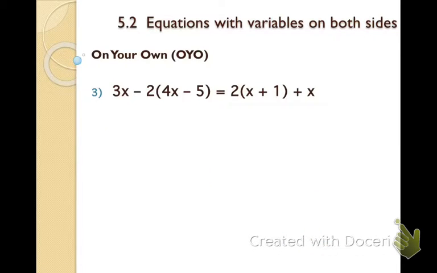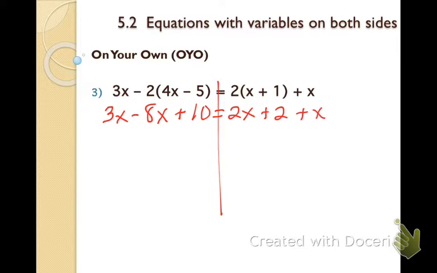All right. Lastly, just a little extra steps here. It doesn't really make it harder, so let's just take this one. You just got to be careful on all the signs on this one. Got to simplify both sides. 3x minus 8x. Careful here, that's plus 10 equals 2x plus 2 plus x.